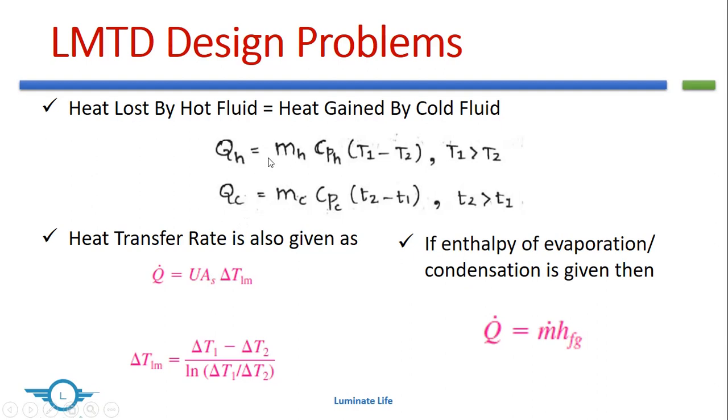So in a particular problem, maybe m dot h will be missing, but all the other terms will be present. You will be asked to find m dot h, then you will use the equation. Or maybe T1 might be missing, or T2 might be missing, or you might know all these values but not be able to find delta Tm. So problems like that will be given.